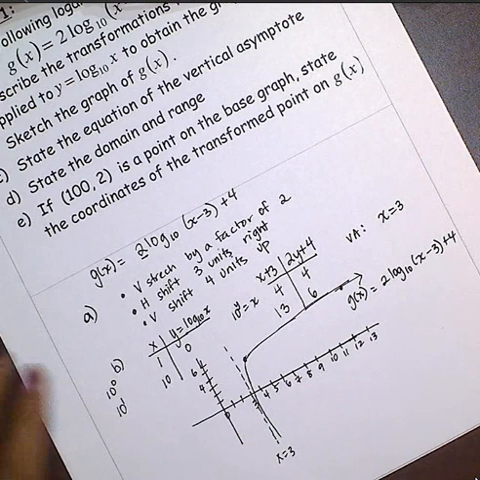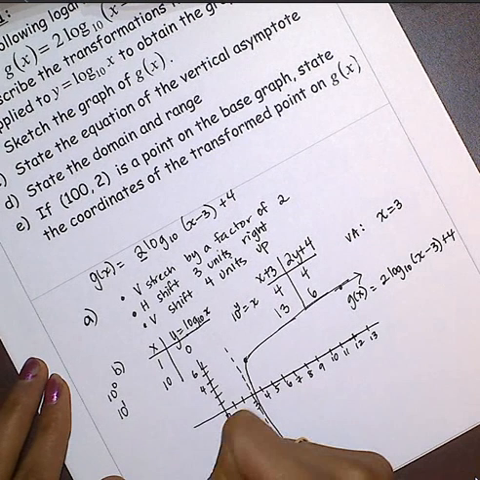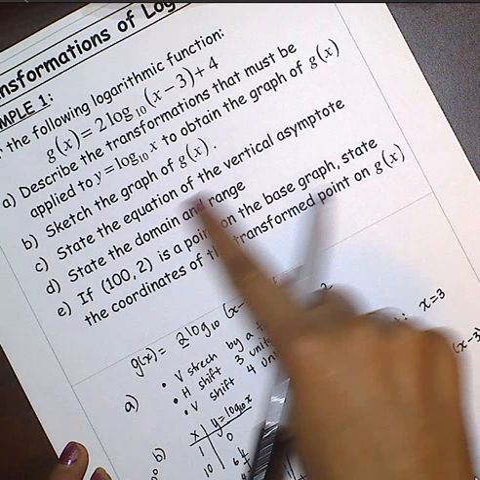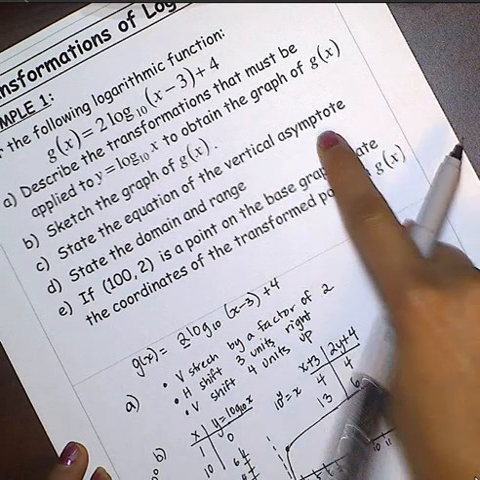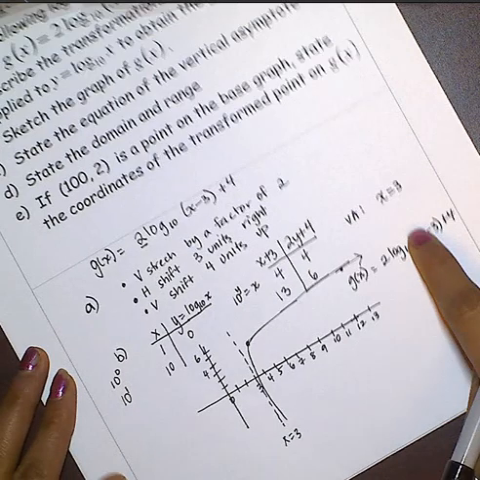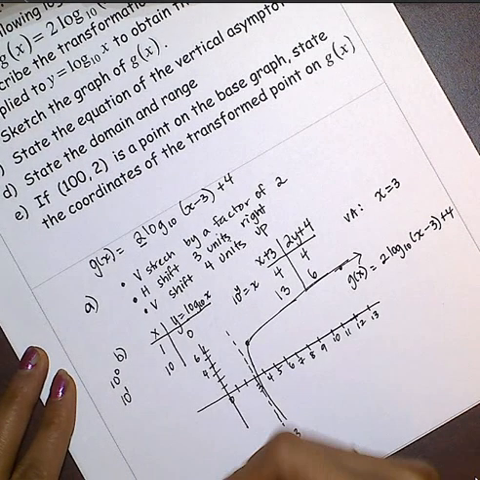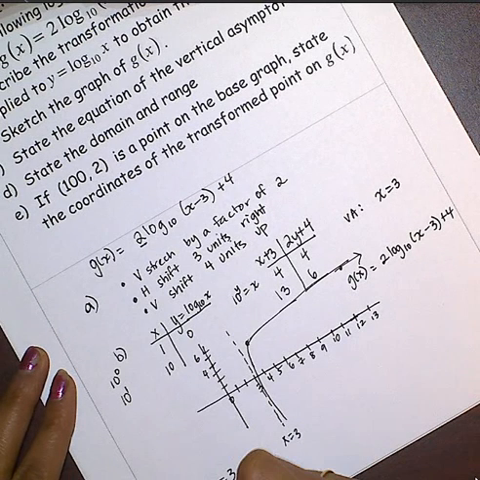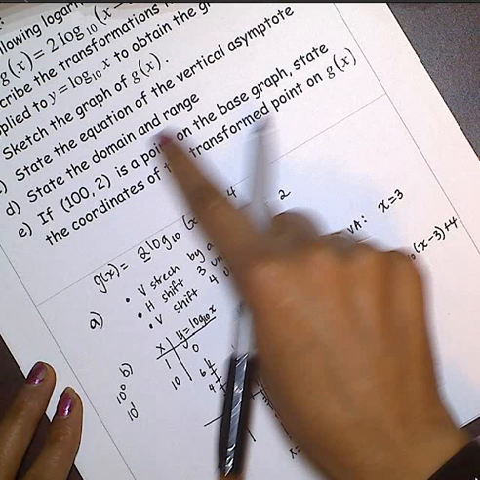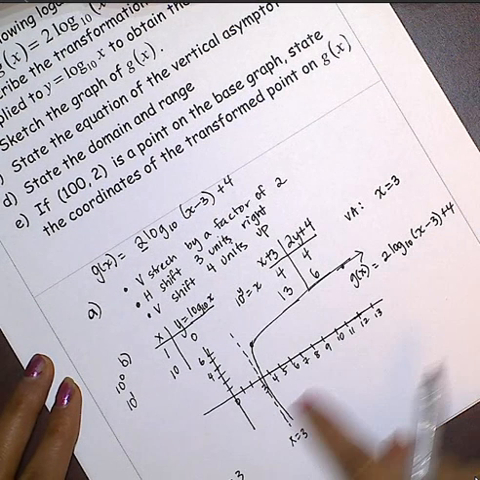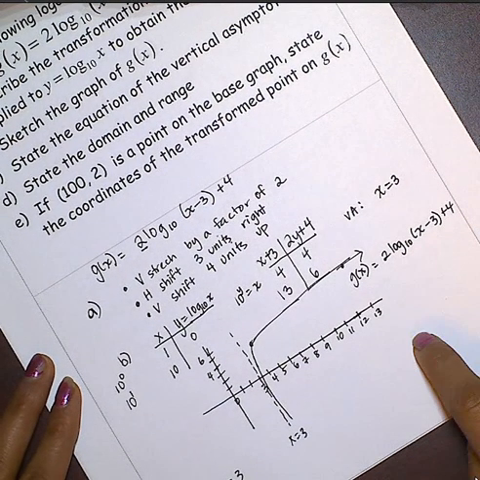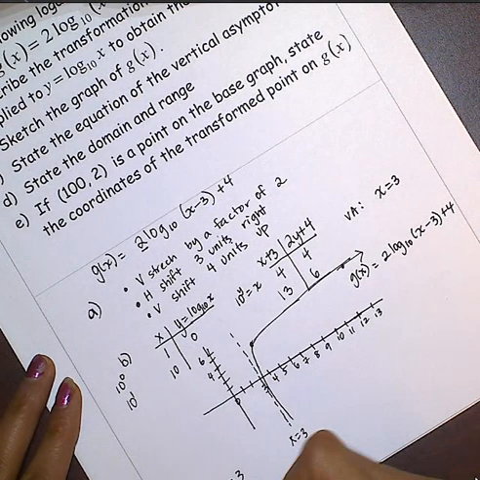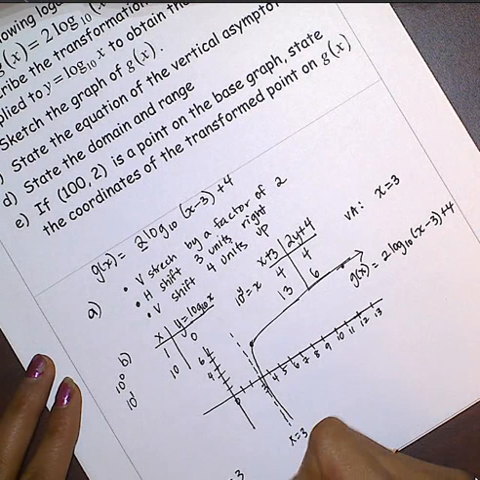Okay, and the next question says, state the equation of the vertical asymptote. We have already done that in part A as well as in part B, so I'm just going to formally write it down now. My vertical asymptote is x equals 3. And part D says state the domain and range, so I'm going to refer to my graph when I'm stating my domain and range. As you can see from the graph, this function is defined for x greater than 3, so that is going to be my domain. So it's x such that x is greater than 3, x is an element of the real numbers. We're just writing that in set notation.